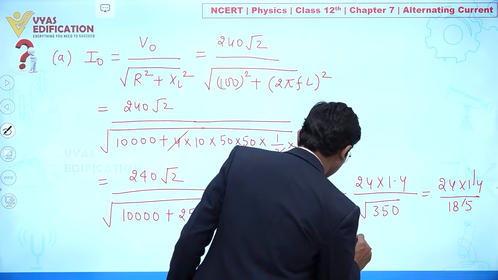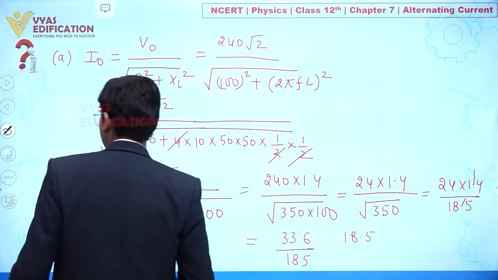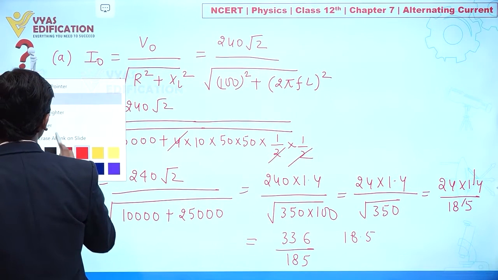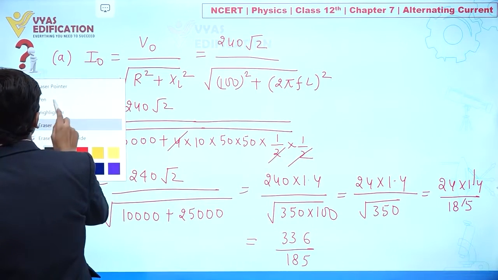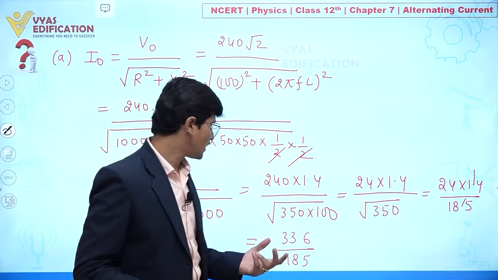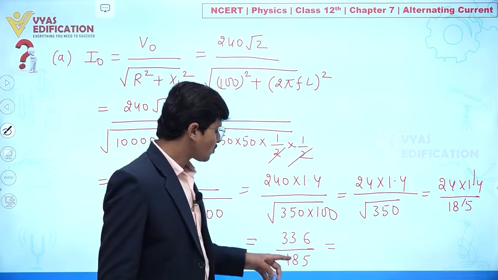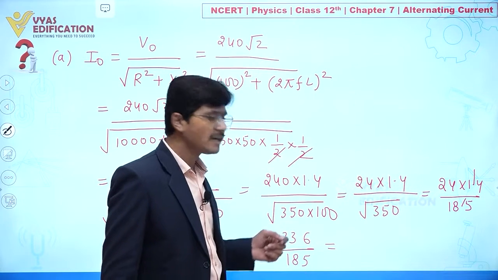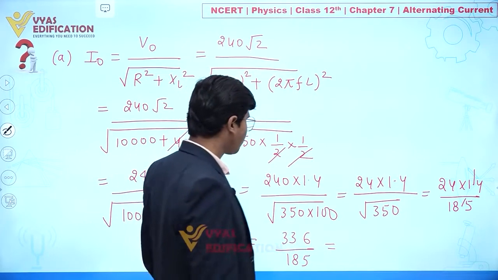What I am saying to you, listen carefully. Let's suppose if I write like this, 80. Actually, how can we reduce the calculation here? That is very, very important because calculations are lengthy. I can say 336 divided by 185. If we divide it, it will definitely be near about 1.8.